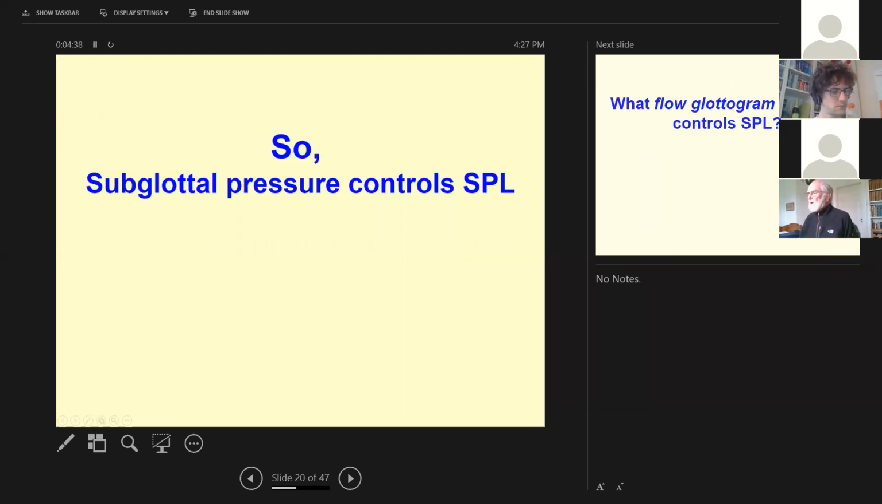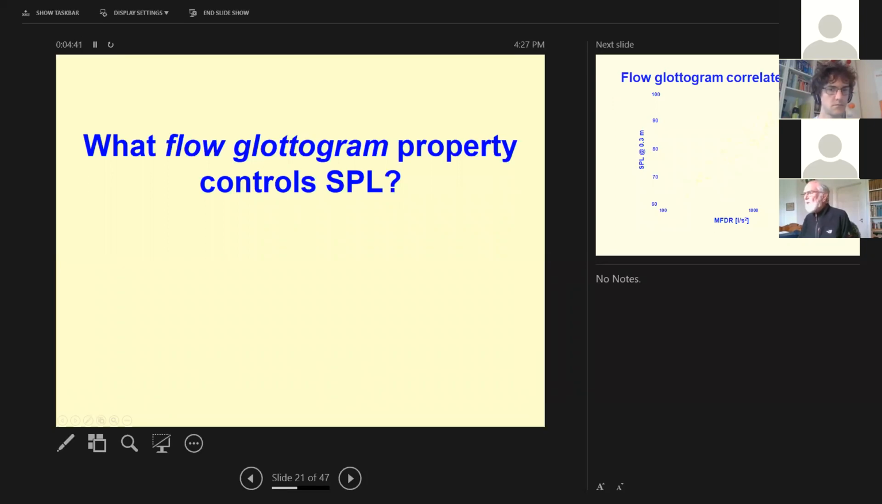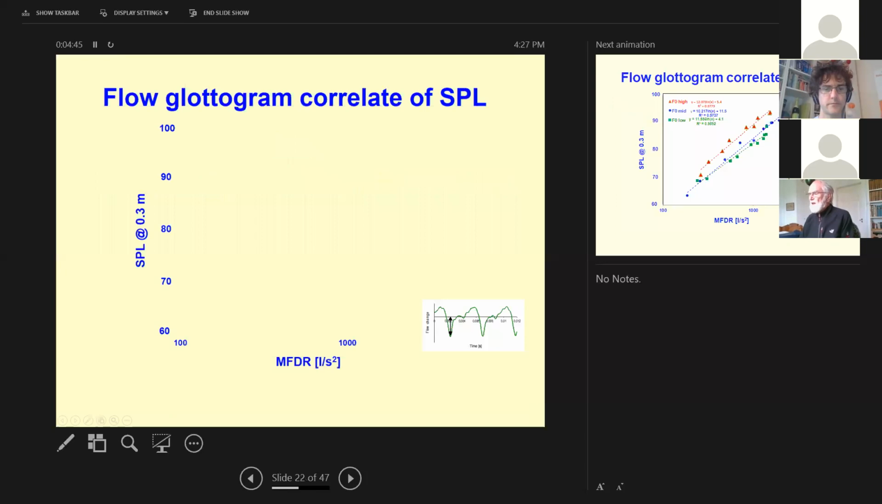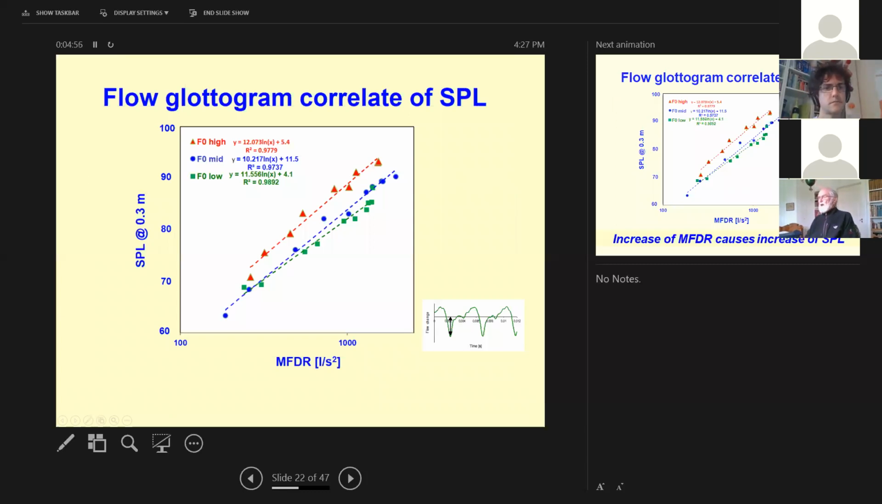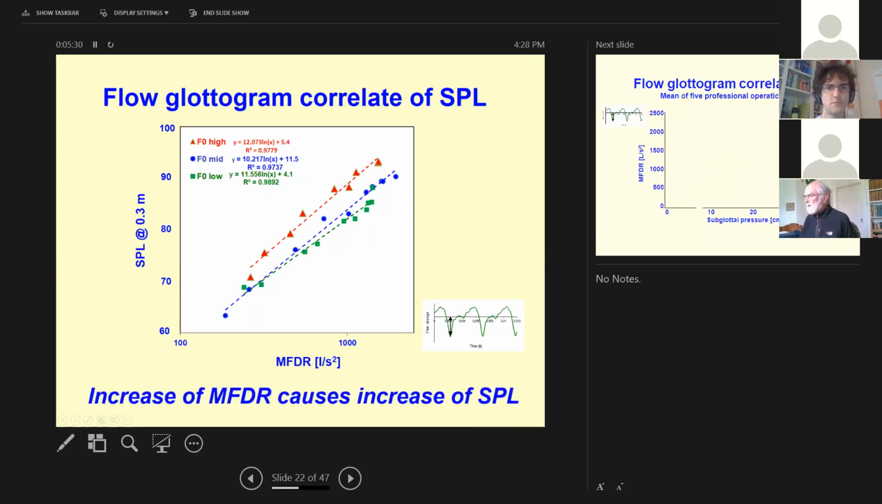Okay, so subglottal pressure controls the sound pressure level, but what flow glottogram property controls SPL? Well, I tell you, it is the maximum flow declination rate. So here we plot maximum flow declination rate versus sound pressure level, and then you get this kind of data from voice. This is high pitch, and this is middle pitch, and this is low pitch. So you get quite high correlations between the maximum flow declination rate and the sound pressure level of the sound produced, provided that you keep the formants and the pitch constant. Okay, increase of MFDR causes increase of sound pressure level.